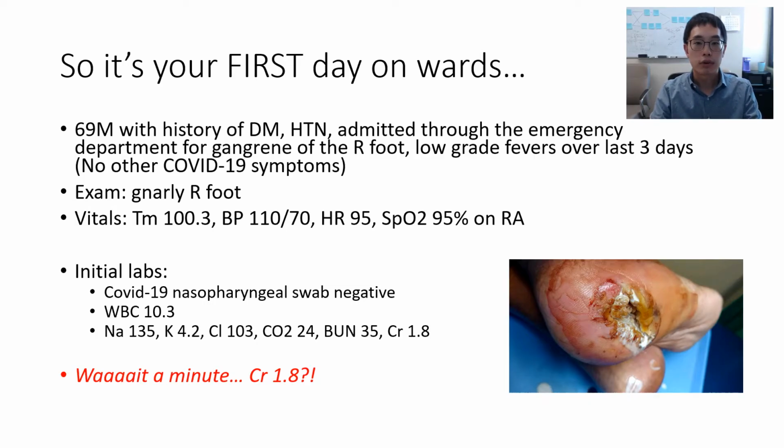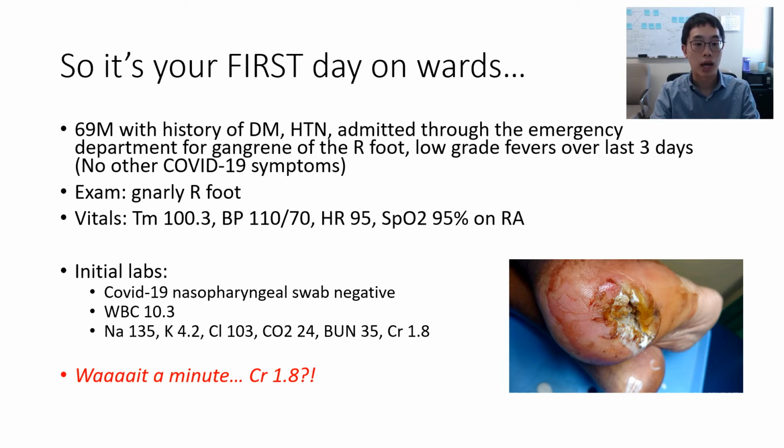So let's first start off with a case. We have a 69-year-old gentleman, history of diabetes, hypertension, admitted through the emergency room for gangrene of the right foot. He's been having low-grade fevers over the last 3 days, no other COVID symptoms. His exam is here on the lower right-hand side where you see this gnarly right foot. He's a little bit febrile, 100.3, blood pressure is okay, heart rate's fine, saturating 95% on room air.